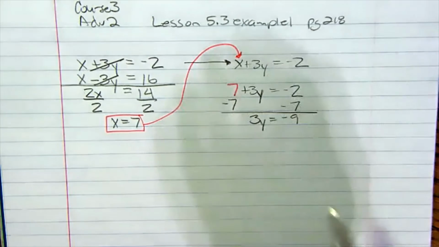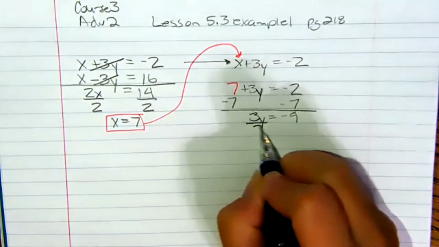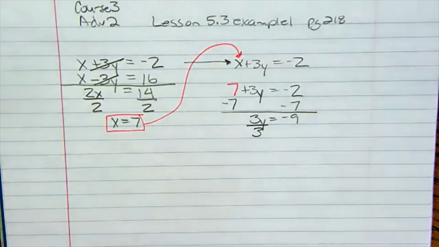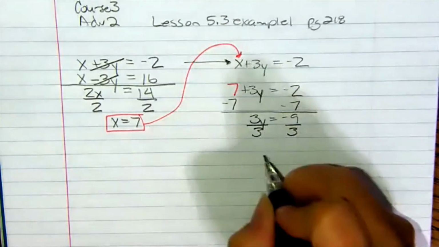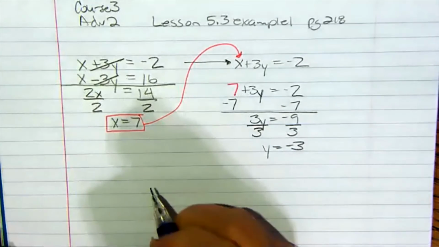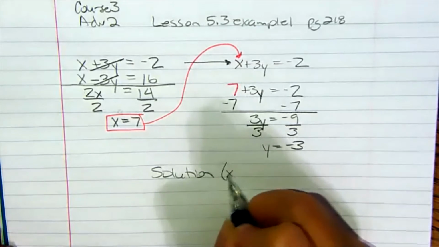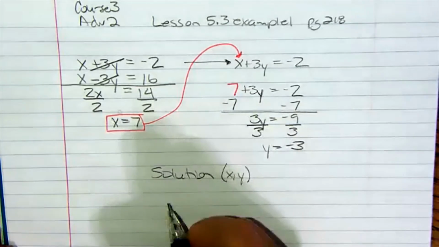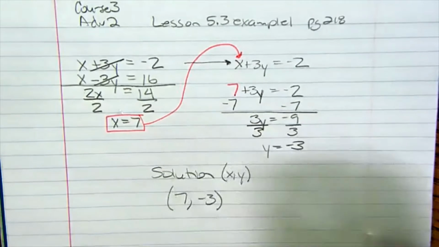I still want to isolate my variable, and I need to get rid of this times 3. So I'm going to divide by 3. What I do to one side, I must do to the other. Y equals -3. So we know that the solution to a system of equations is an xy. Here's my x, and here's my y.